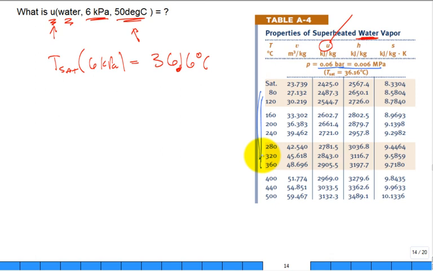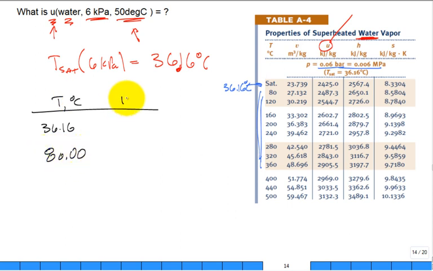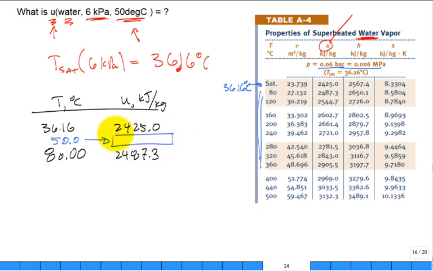You have to interpolate. And what's the temperature for this first line? 36.16 degrees C. So we need it between these two values right there. What I recommend you do, take your time when you're learning how to do the interpolation and getting data out of the tables, and make a subset. So think of temperature, 36.16 degrees C, so you don't have to repeat it, and 80.00, and then over here u in kilojoules per kilogram. So we'll pick off the 2425.0, and then we'll pick off the 2487.3. And I know I'm doing the interpolation, so I leave a little bit of room here, and I put 50.0. And then I draw an arrow. This is the way I do it. And then I say, this is the number I'm looking for.